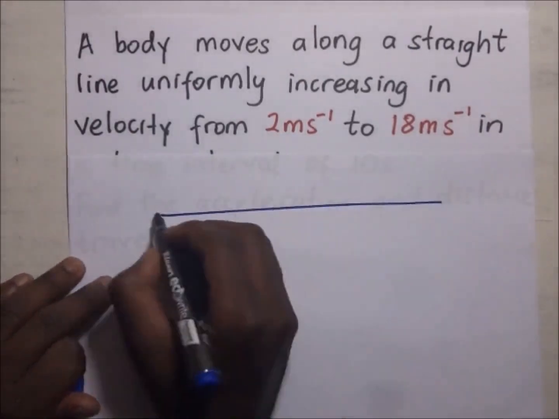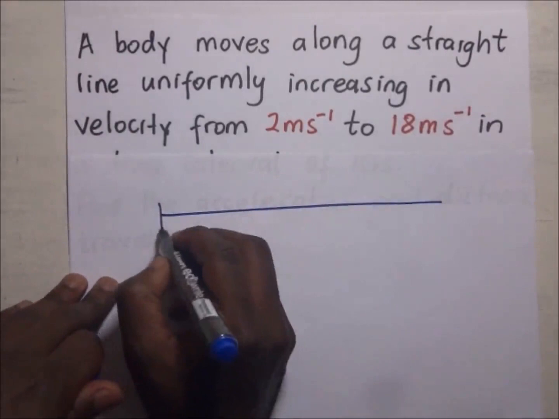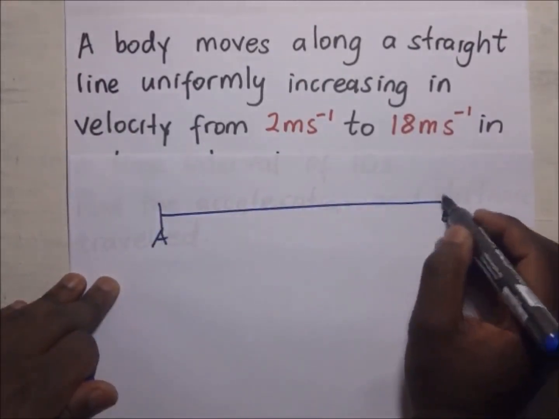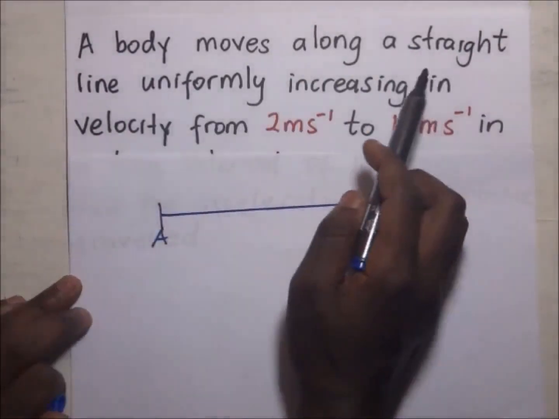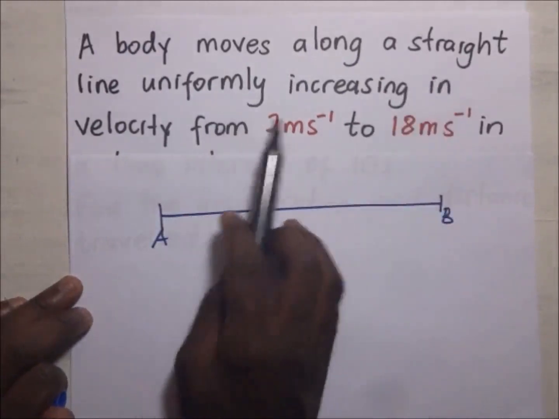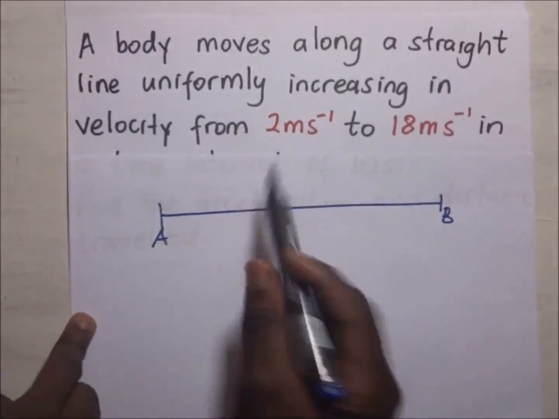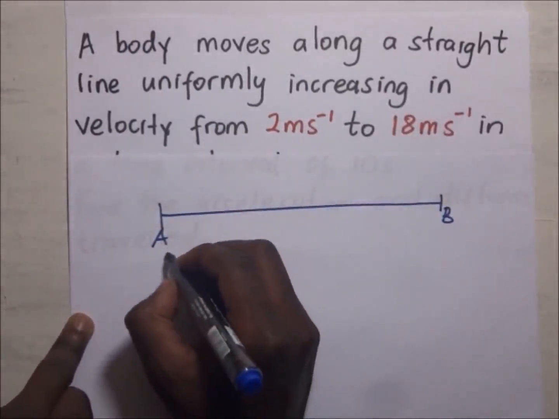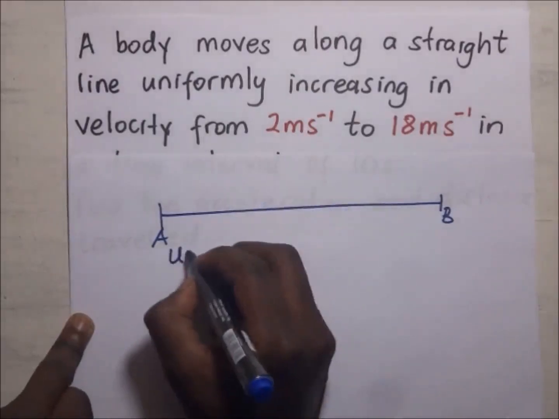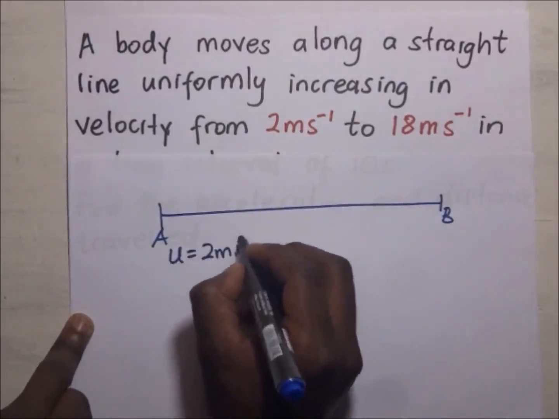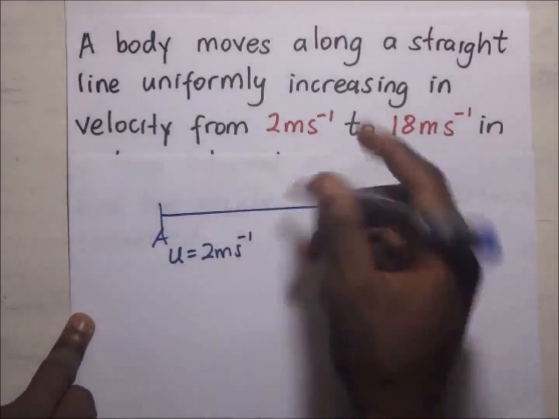This is the body. It is moving, let's say, from point A to point B. But they're telling us that it's moving in a straight line, uniformly increasing in velocity from 2 meters per second. So meaning that its initial velocity, where it starts from, is going to be 2 meters per second. And it moves from that velocity to that velocity.